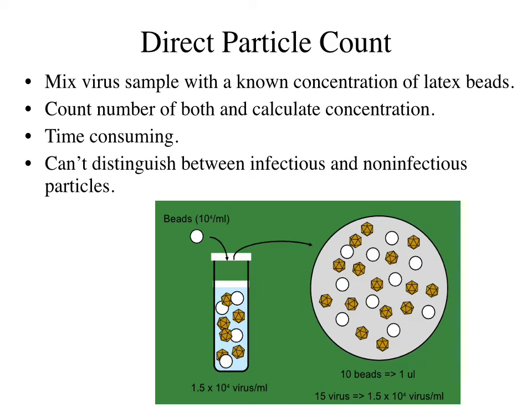Then you do a count of both, and you can calculate out the concentration, because if you have 10 beads and you know what the concentration of your sample was, then you can calculate out what your concentration of virus is. You need to do this if you're working with electron microscopy, because you can't really control exactly for the area that you're looking at under the scope. So you need to work with concentrations. This is effective, but it's time consuming. And of course, you can't distinguish between infectious and non-infectious particles.